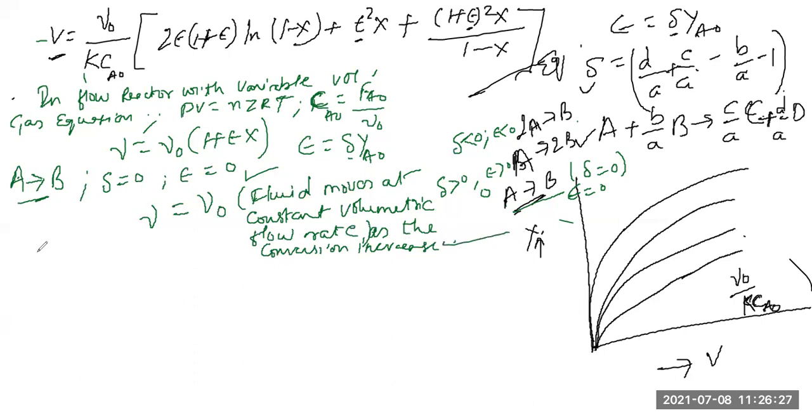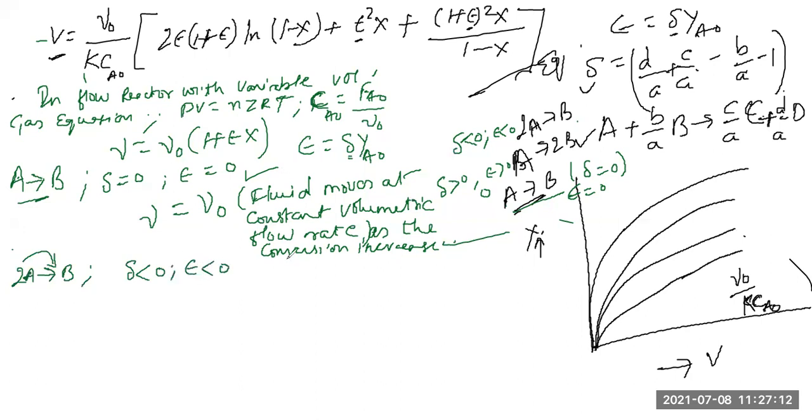Now let's take the second scenario, when there is a decrease in the number of moles, that is this kind of reaction: 2A gives you B. Here you can see 2 moles are changing into 1 mole. That is, there is a decrease in the number of moles. For a decrease in the number of moles, we have delta less than 0. If delta is less than 0, then epsilon will also be less than 0. It can be easily seen.